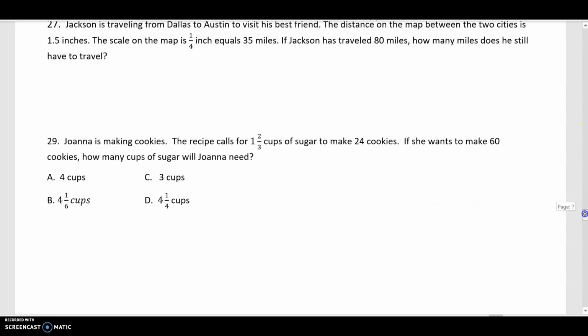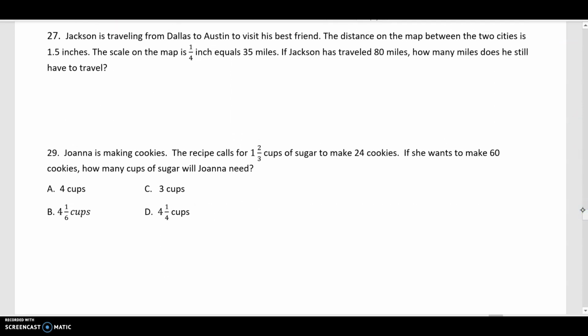Number 27, Jackson's traveling from Dallas to Austin to visit his best friend. The distance on the map between the two cities is 1.5 inches. The scale for the map is 1/4 inch equals 35 miles. If Jackson has traveled 80 miles, how many miles does he still need to travel? Okay, so this is a bit of a multi-step problem, right? So first of all, we have this scale, right?